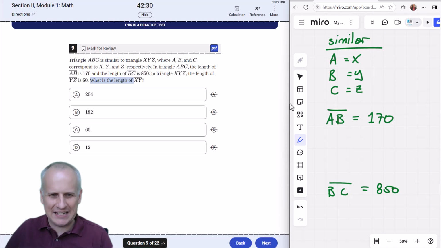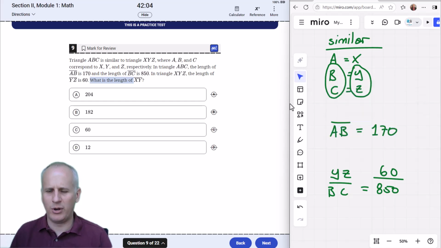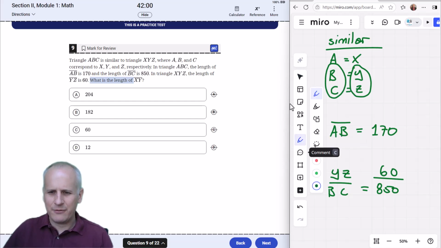Well, YZ is going to be the part that is corresponding to BC. So I basically can just create my little proportional fraction here. So we know that it's going to be YZ on top of BC. So it's going to be a constant proportion of 60 over 850. Now, could we actually build a proportion here and solve for this fully? Absolutely. Do I want to? Absolutely not. Because we know that from BC to AB, we basically go down.